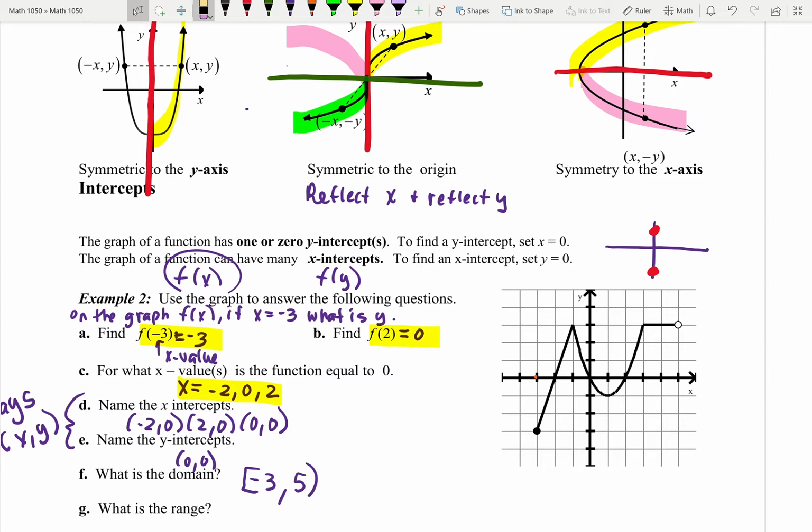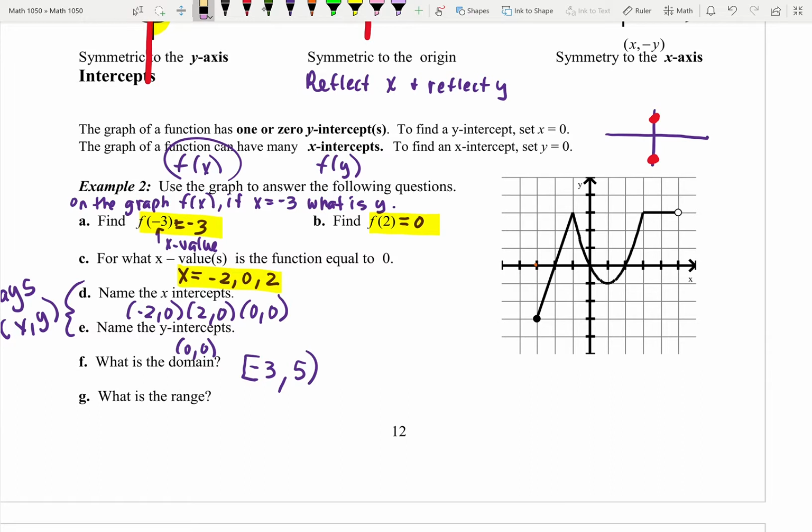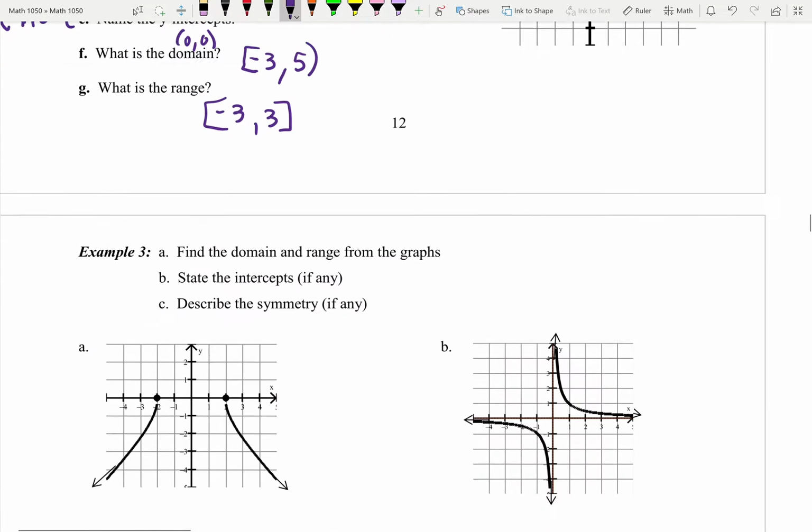By the way, just so you know, how many places does it touch in between those two places right there? An infinite number of places. Because no matter where it is and where it is, there's always going to be something in between. So it's actually an infinite number of things, okay? So your range is -3 with a bracket to 3 with a bracket. Okay? All right, moving on.